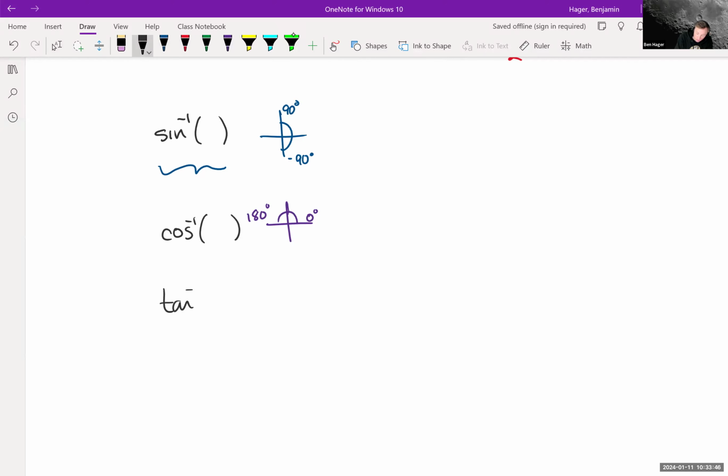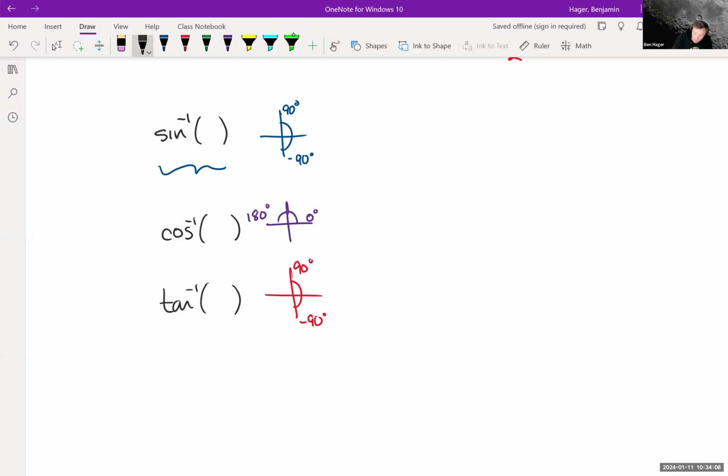And then lastly, as soon as I encounter tangent inverse, I draw the same picture I do for the sine. Not 0, negative 90 degrees to 90. I just try to remember that it's technically not defined at those points. Okay, so those are what help me remember that these inverse functions have domain restrictions.